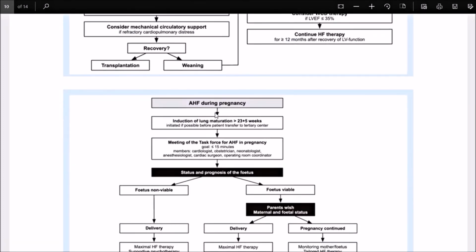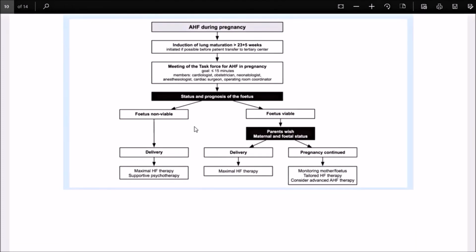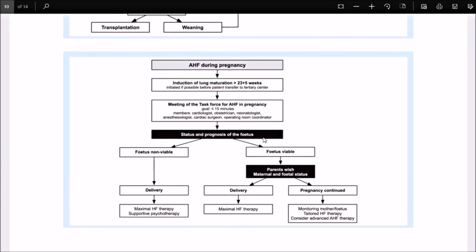So how can acute heart failure during pregnancy be managed? The status and prognosis of the fetus is really important. If the fetus is non-viable, then delivery. If the fetus is viable, consider the maternal and fetal status, delivery, and pregnancy continued. So that can be very easy.